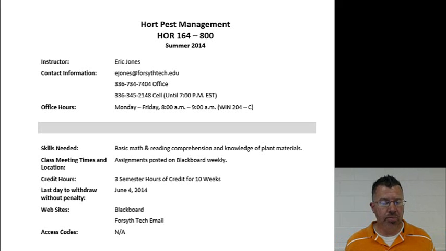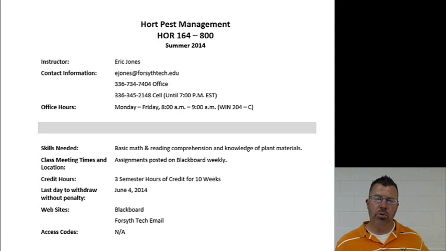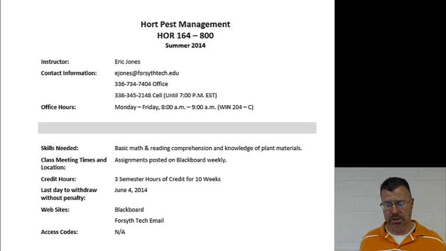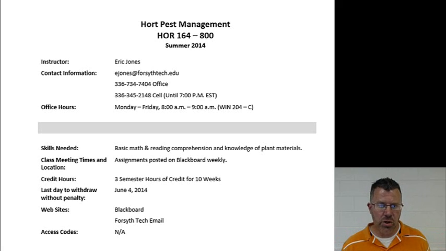My office is located in Winston 204C, and most of you already know where that's at, but it's the office that's in between the lab room with your plant classes, and then the design room where you actually had plant materials and landscape design. So I'm the office that has the two doors on it. And I just want to let you guys know that I am here. I will be in my office from 8 to 9 during office hours. You can call me, you can email me, or you can drop by and talk to me about your course material.